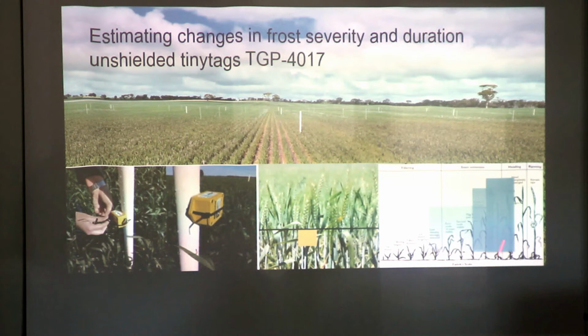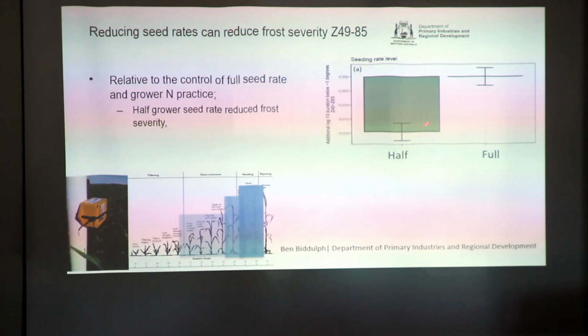So every plot had a tiny tag in it, set up at canopy boundary layer to look at the severity and duration changes of frost from these sensitive stages, from Z31 all the way through to mid-grain fill, to look at that temperature data. So what did we find from that? We did find that reducing seeding rates can reduce frost severity for that whole window from around ear peak through to mid-grain fill. Relative to the control, the farmer control practice, reducing the seed rate to half reduced the severity of the frost throughout that whole window.